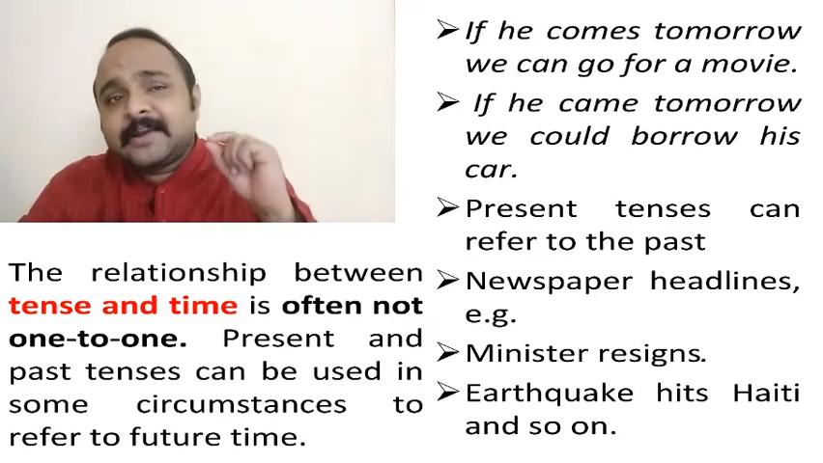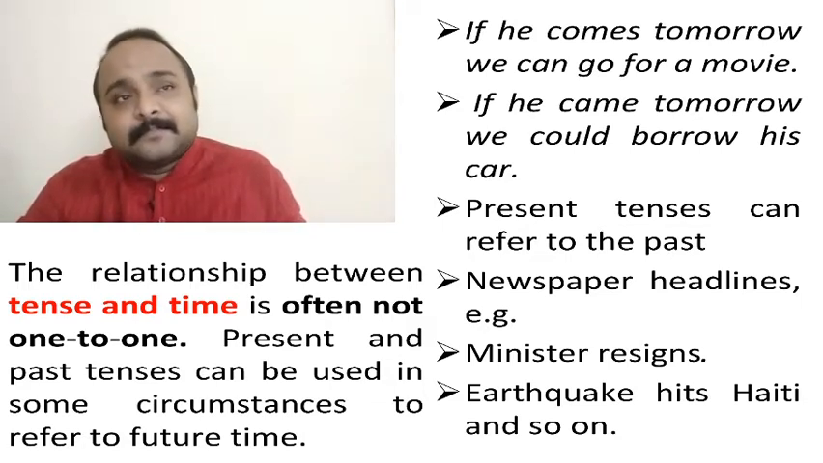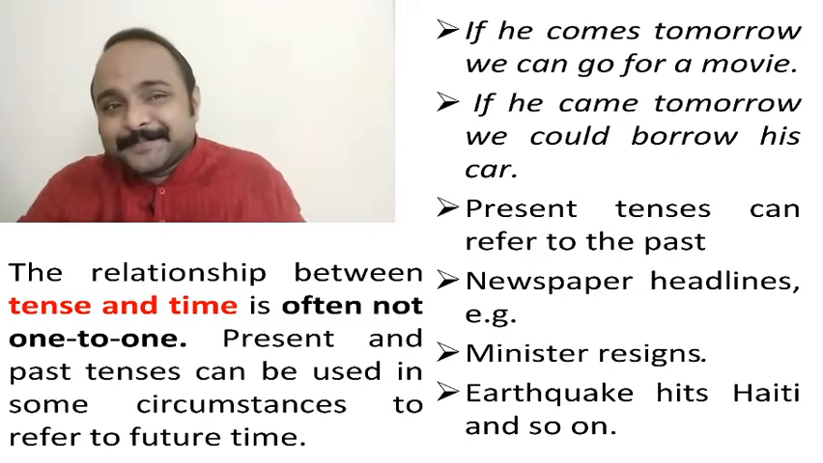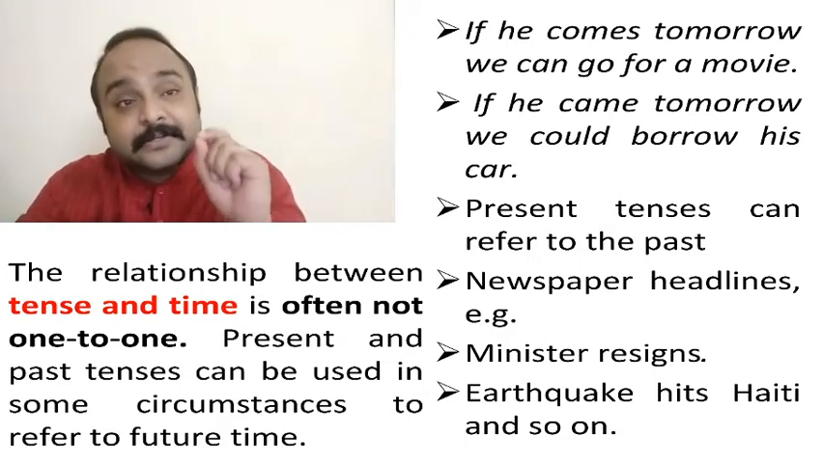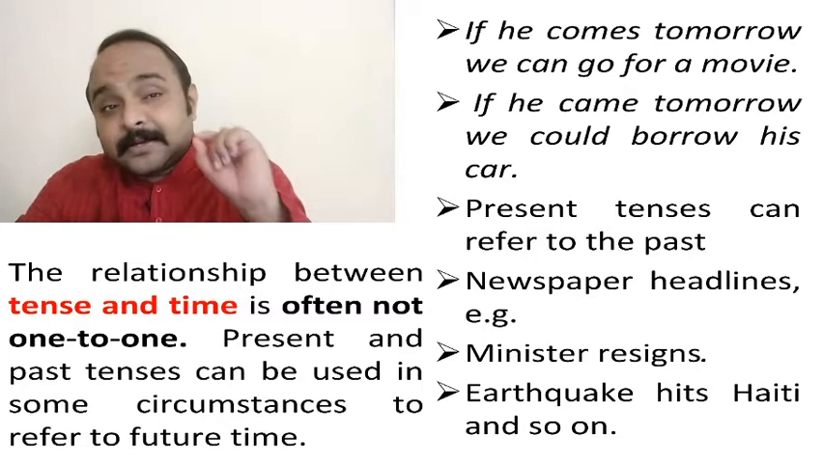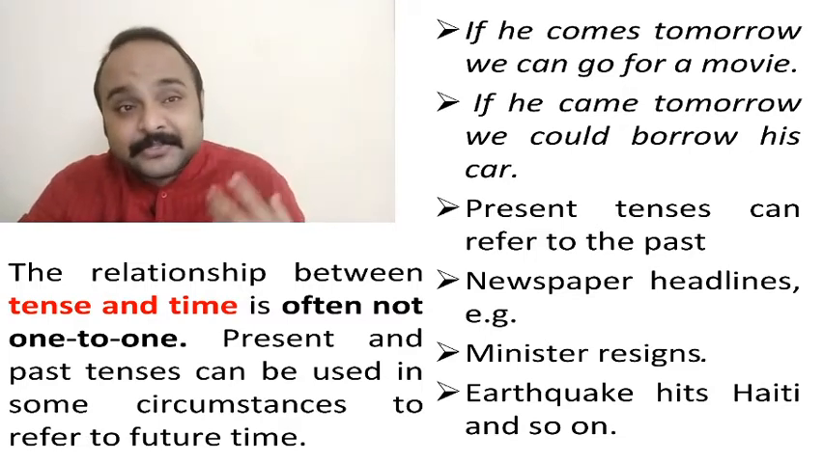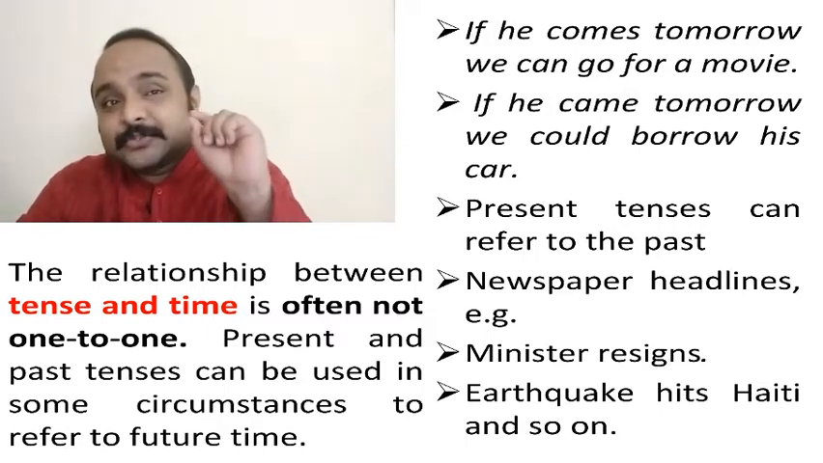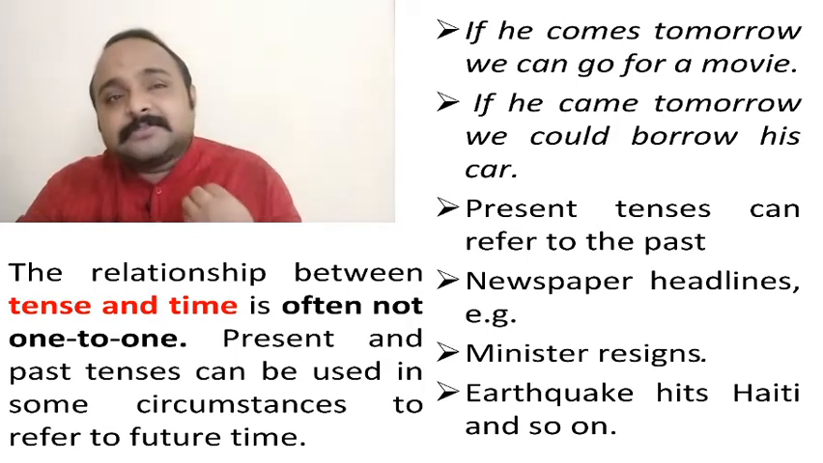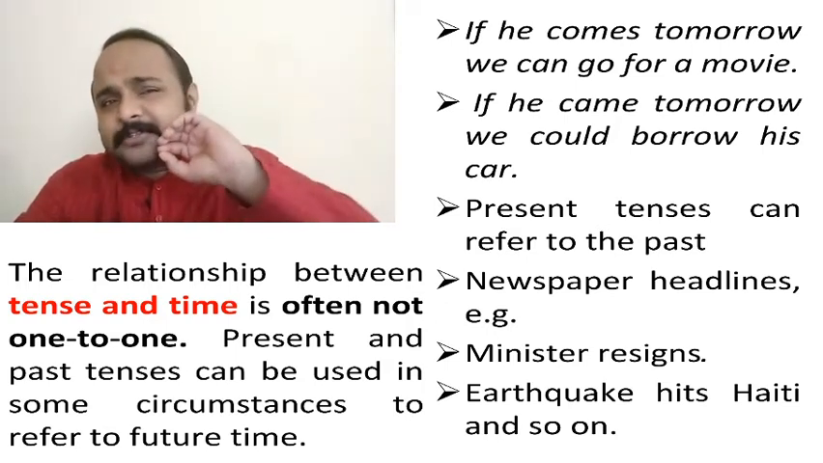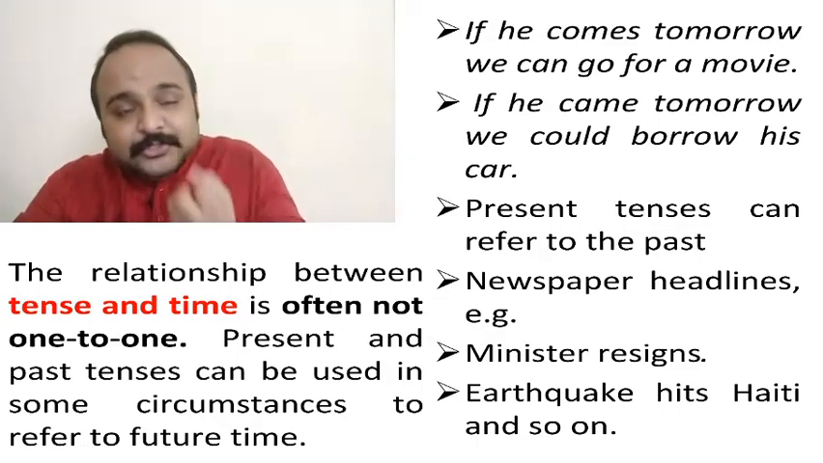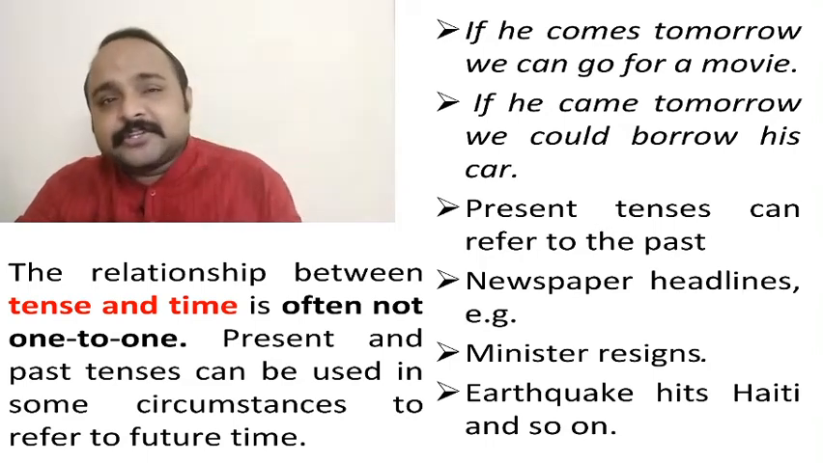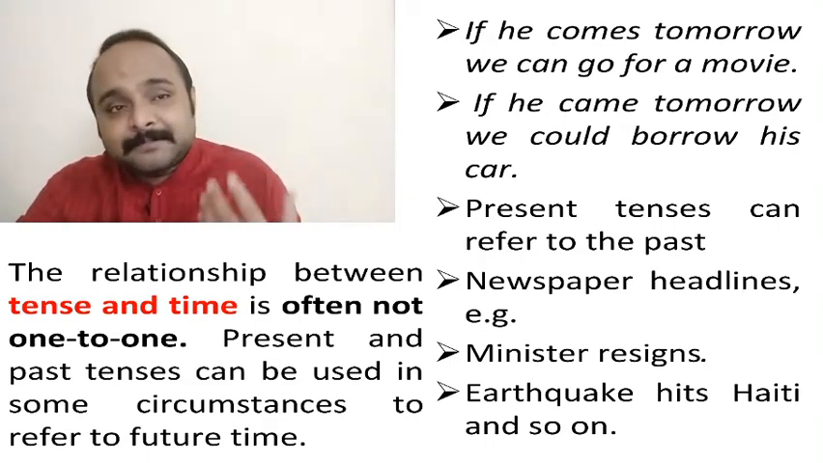Present tenses can refer to the past as well. Present tense referring to the past? Yes, as in newspaper headlines. Example, minister resigns. Earthquake hits Haiti, and so on. Even though the event happened in the past, we use present tense to denote it. This method gives more impact for the news because it puts the event close to us, closer to the present. Present and past tense can be used interchangeably to denote events in the past and present.